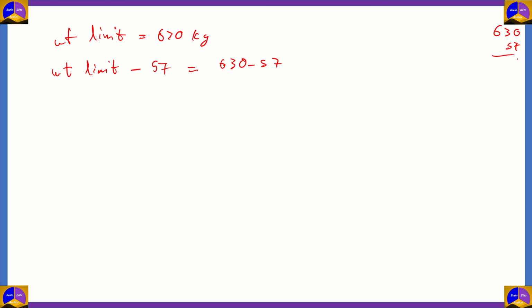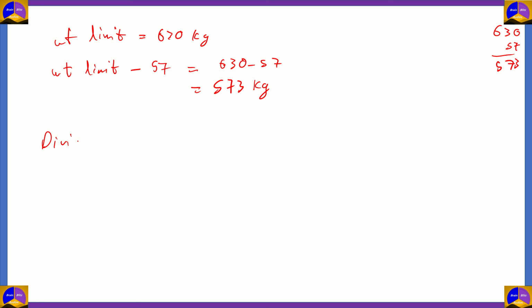So 10 minus 7 is 3. 2, because the reason why it's 10 is we took 1 from 3, so that's 2 now. 2 minus 5 doesn't work, so we take 1 from 6, so that becomes 12. 12 minus 5 is 7, and the 5 goes down, so we have 573 kilograms. So if we remove the weight of the person with 57 kilograms, the remaining weight that the elevator can hold is 573 kilograms.